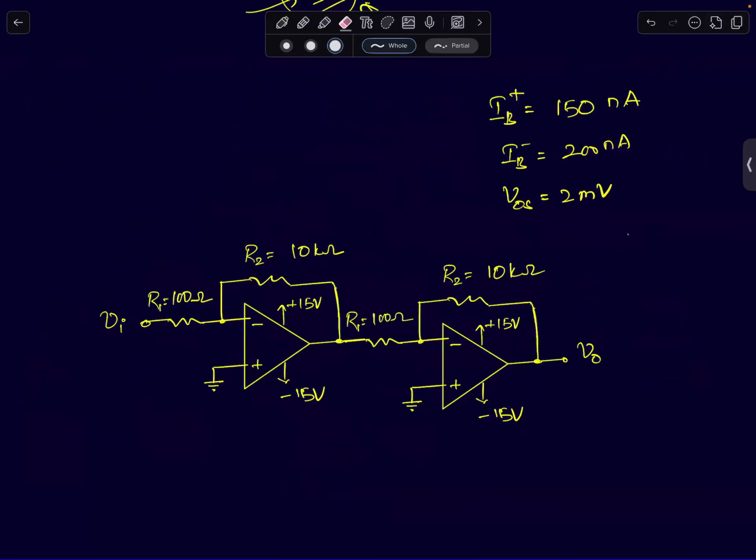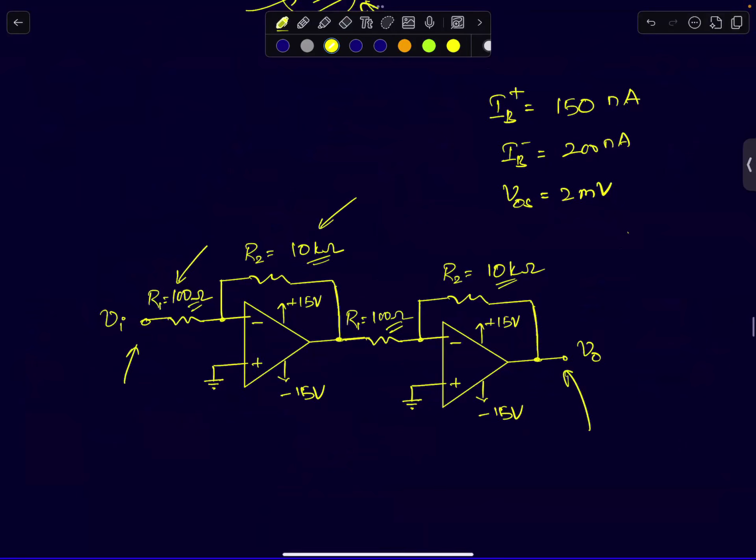In the next example, I'm going to build a cascaded amplifier. If you look at the feedback and the input resistors, I'm having 10 kilo ohms and 100 ohms, 10 kilo ohms and 100 ohms. So can you tell me what is the combined gain of this amplifier? What is the gain from Vi to V0?